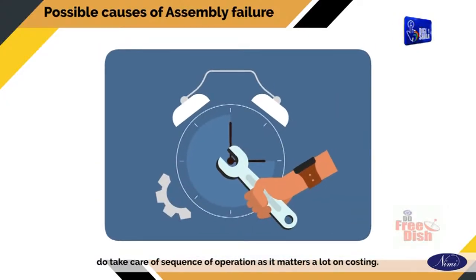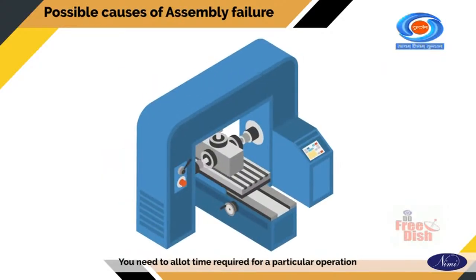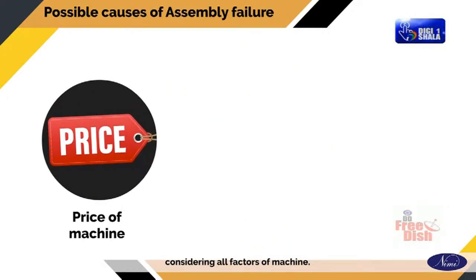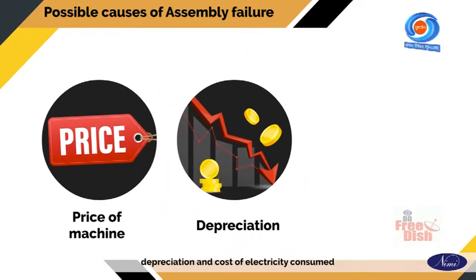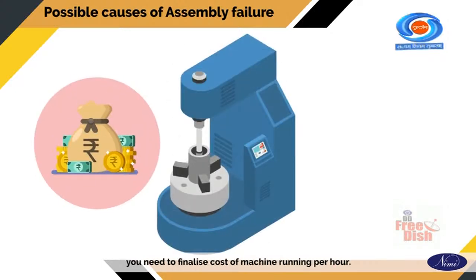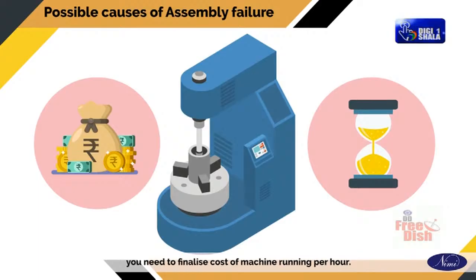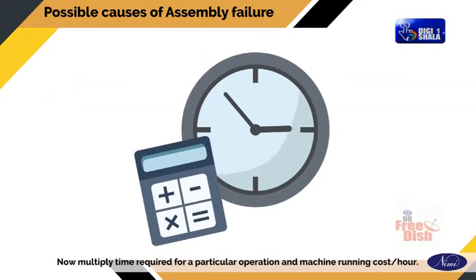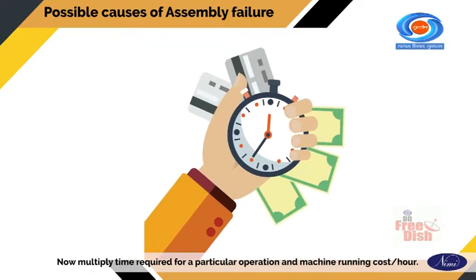You need to allot time required for a particular operation, considering all factors of machine. On the basis of price of machine, depreciation, and cost of electricity consumed, you need to finalize cost of machine running per hour. Now multiply time required for a particular operation and machine running cost per hour.